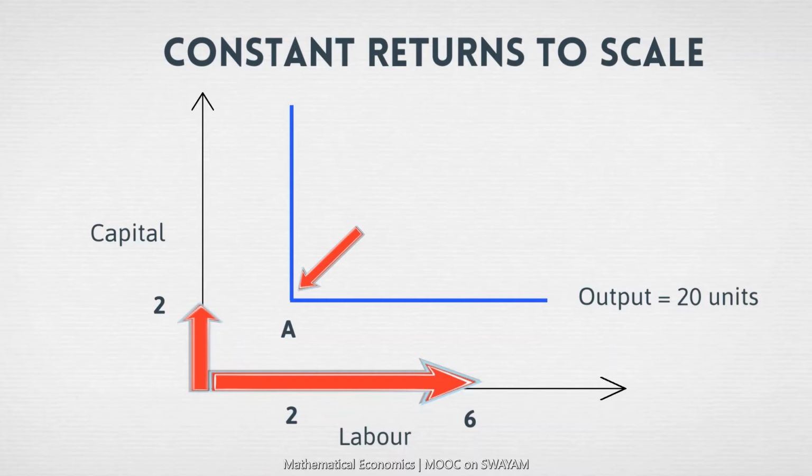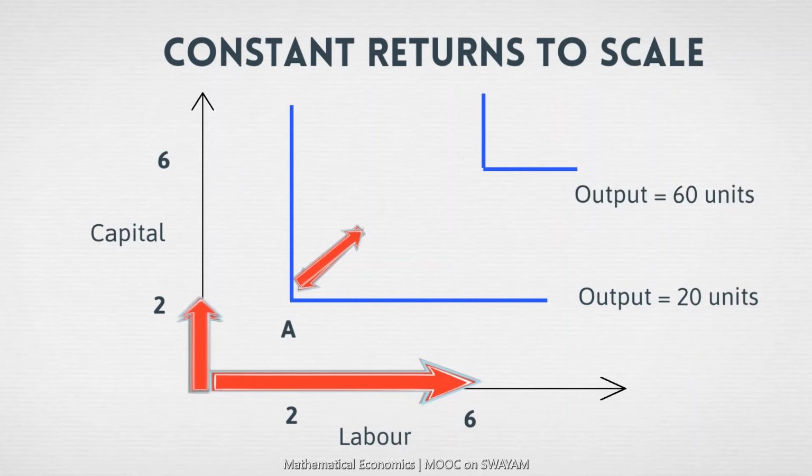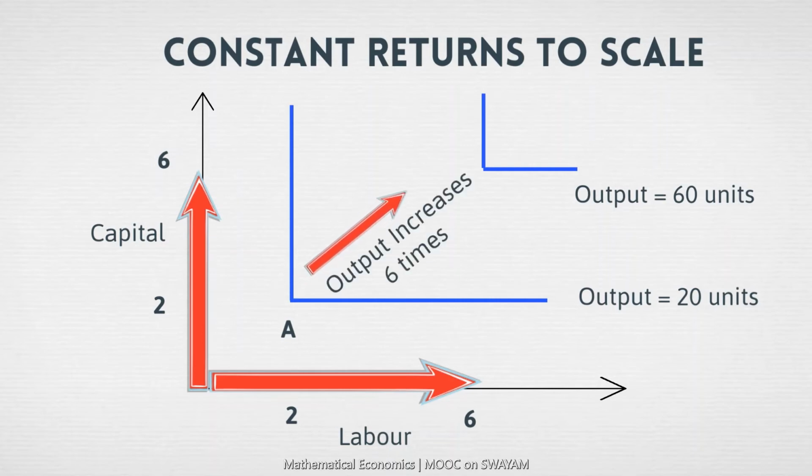Another important assumption of the input-output model is that production displays constant returns to scale. If labor and capital are used in the fixed proportion of 1:1, and if labor increases 6 times, capital increases 6 times, and the output produced will also be 6 times. The right-angled isoquant will move up to the right.